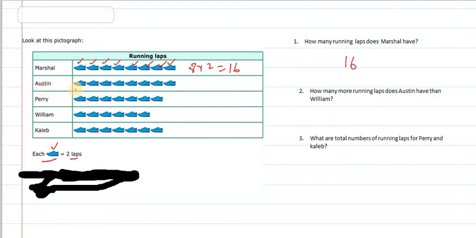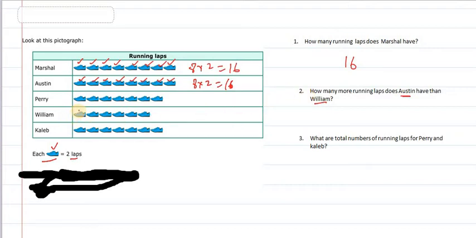For Austin, I can again count the number of the shoes and multiply with 2. The second question is asking how many more running laps does Austin have than William? I mean, we have to do a comparison between the running laps of Austin and William. If I count for Austin, the number of pictures shown are 1, 2, 3, 4, 5, 6, 7, 8. Again 8 times 2 is going to be 16. So the running laps for Austin are 16, and I have to compare it with William.